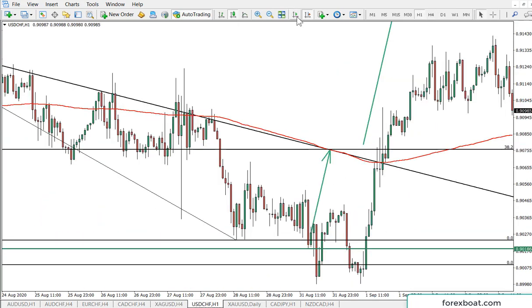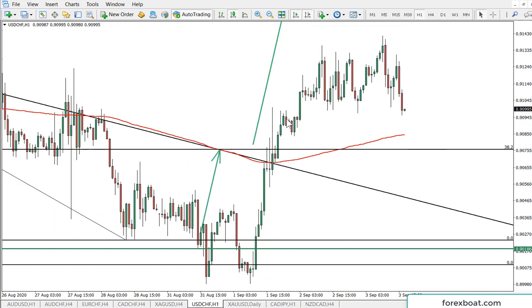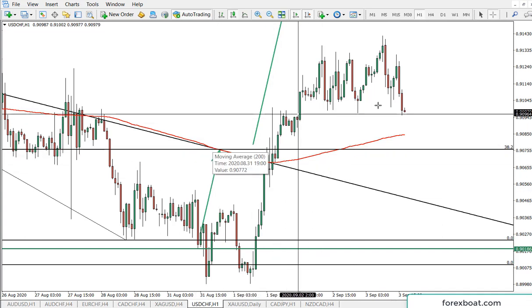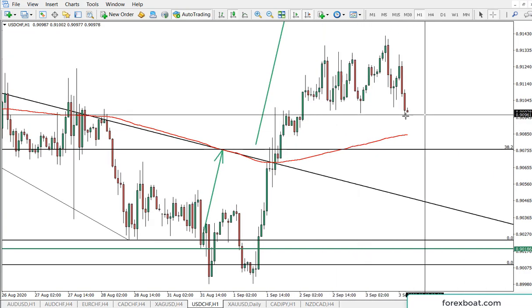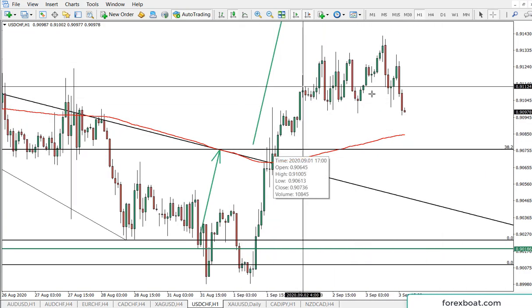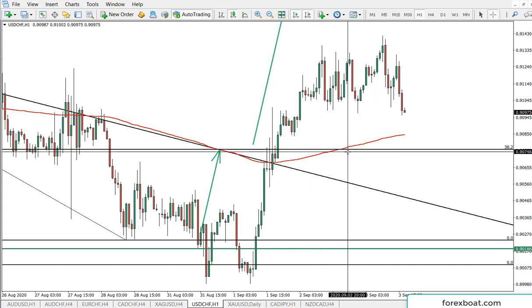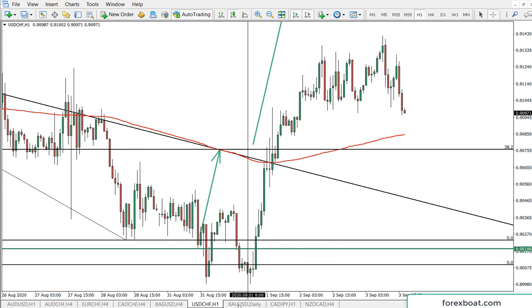Dollar Swiss franc, it's continuing to move up, although I will not be following this idea. I think it worked out pretty well up until this level, but in the long run I cannot exclude the possibility that the price will continue rising. So I will not be following this anymore, and if there will be something new, I will update you on the dollar Swiss franc with a new analysis.